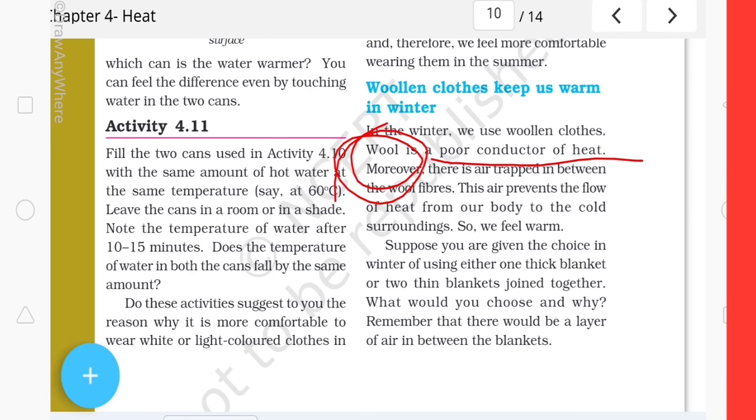Normally our body has heat. If we are wearing woolen clothes, the heat from our body will not be able to come out of the body, because we are wearing woolen sweaters. Those woolen sweaters will keep the heat inside, so the heat will remain in contact with our body and we feel warm. That is why we wear woolen clothes. Wool is a poor conductor of heat, because it will not allow the heat to get transferred to the surrounding.